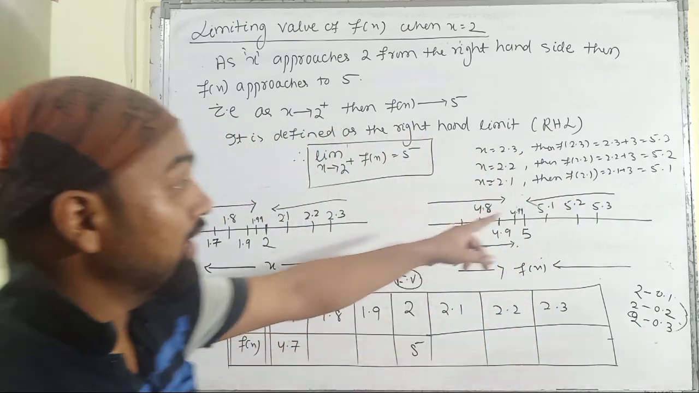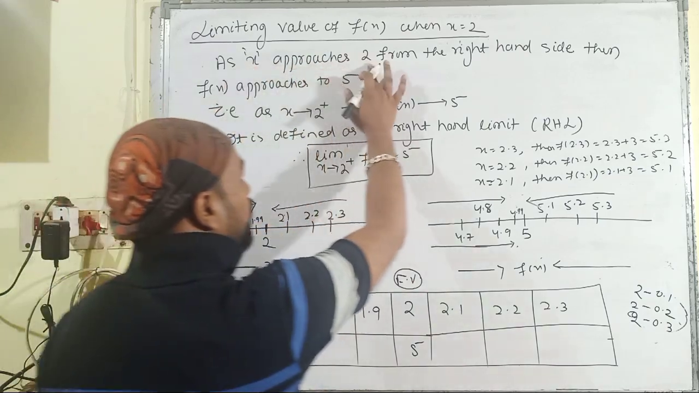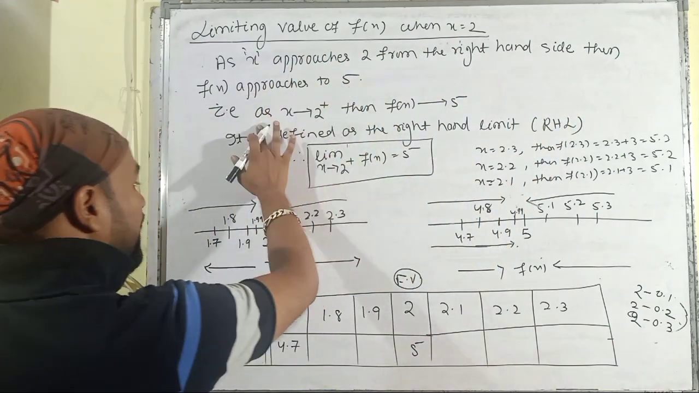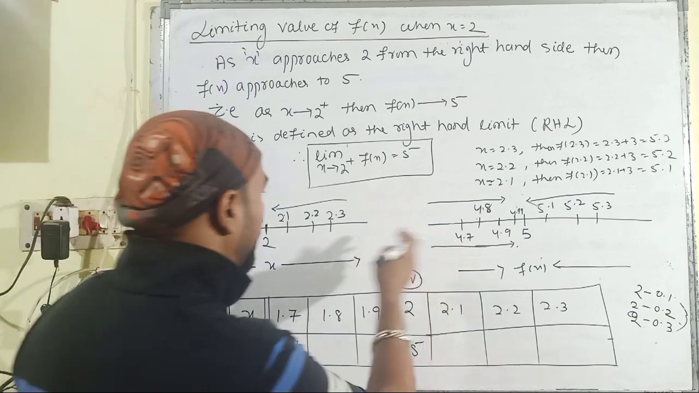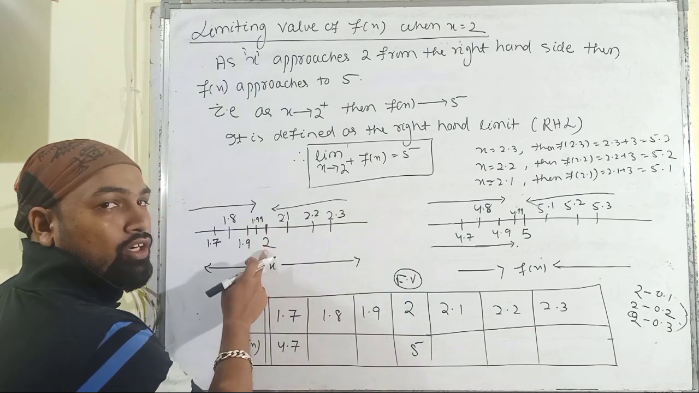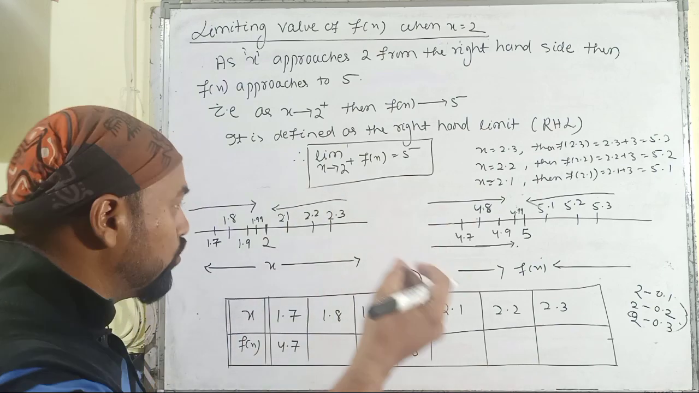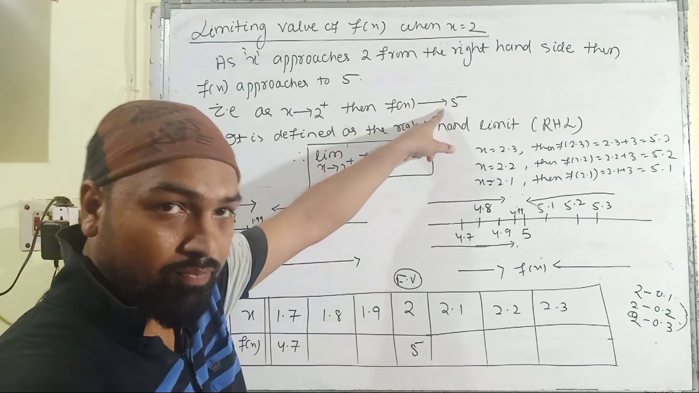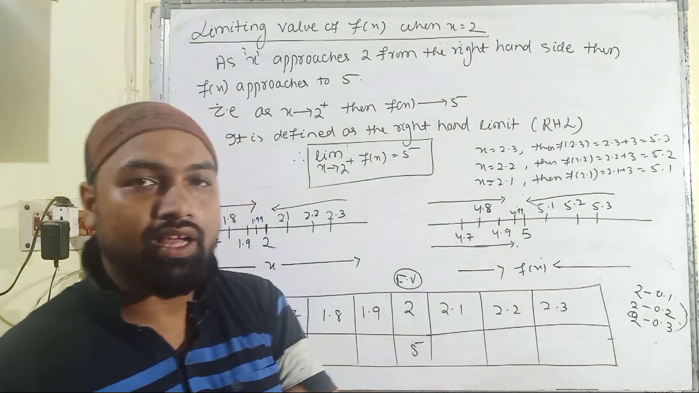That means the right hand limiting value is also equal to 5, and here as x approaches 2 from the right hand side, f of x approaches 5, that is x tends to 2 plus. Why are we using 2 plus? Because all the values 2.1, 2.2, 2.3 are greater than 2. If they are greater than 2, that means they are a little higher than 2. So we are using the 2 plus sign here. Then f of x gets closer to 5 from the right hand side. It is defined as the right hand limit, denoted by RHL.